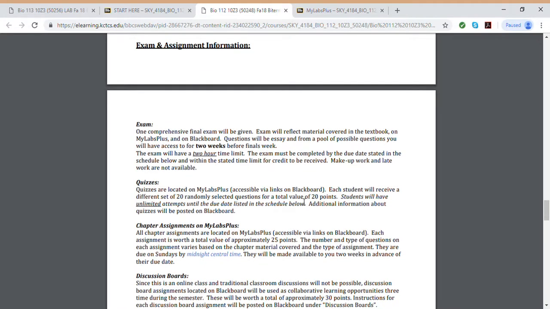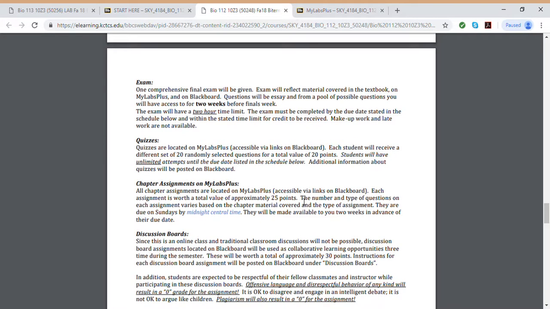So exam and assignment information. Your homework is in MyLabs Plus, and you have up to 4 days after the due date to get any kind of credit for that assignment. It's 20% off your total points each day that it's late. By the 5th day, you'll have 0 points. So first day 20 off, second day 40, then 60, then 80, and then by the 5th day, 100% of your points are unavailable to you anymore, so you'll get a 0.